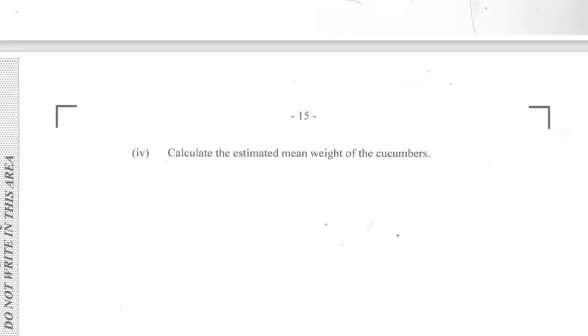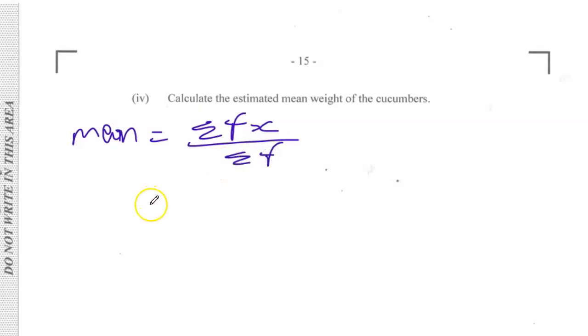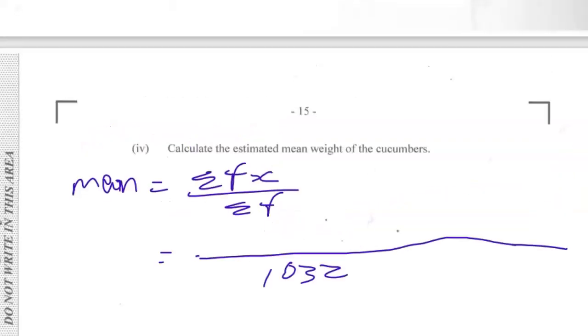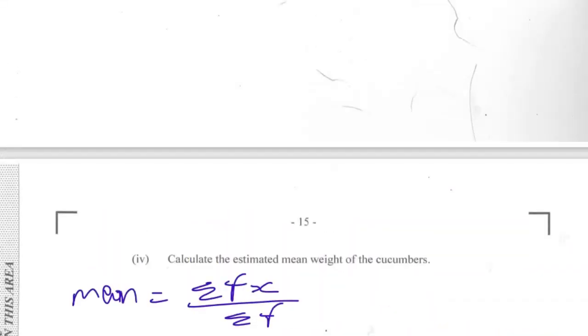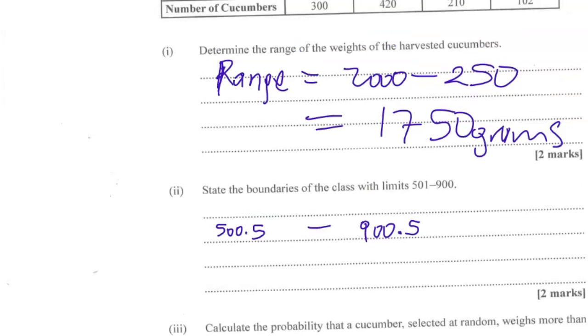Calculate the estimated mean. So for the mean, I'm going to use the formula: the mean equals the sum of fx over the sum of f, or n, and we know that the sum of the frequencies we just calculated to be 1032. So we need now the sum of f times x. In this case, we have class intervals, and x would be the mid-intervals. Let's work out the mid-intervals. That's what we call x.